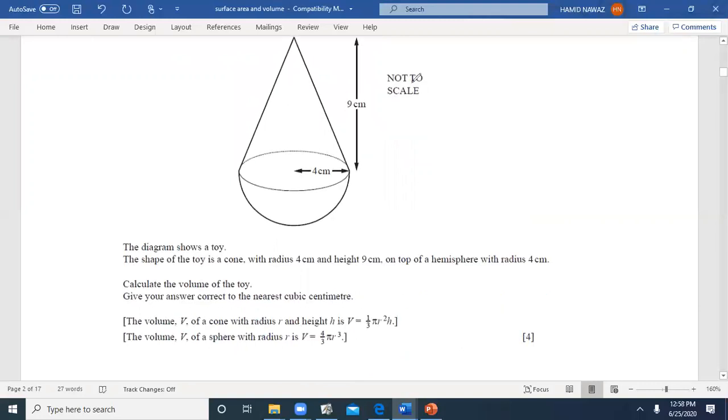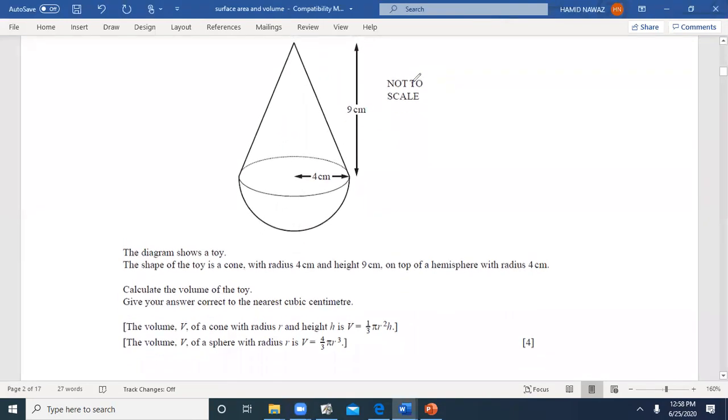Okay, this is a very important question. See what it says. You are supposed to find: a diagram shows a toy. The shape of the toy is a cone at the top. A cone is given over here and a hemisphere. So the toy is made using a cone and a hemisphere. The radius for the cone is 3 and the height is 9, on top of the hemisphere with radius 4. Volume of the toy.